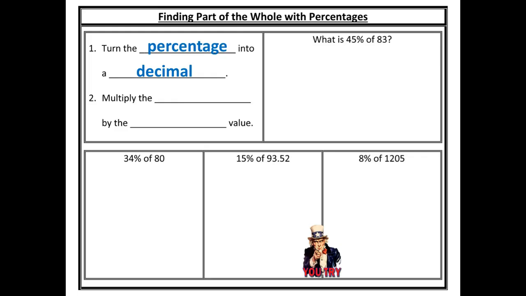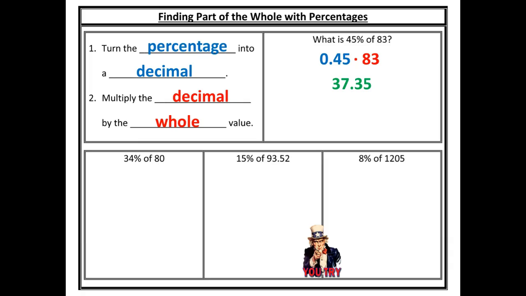To do that, I can either divide 45% by 100 or simply move the decimal over 2 places to the left. Next, I'm going to multiply the decimal form of my percentage by the whole value I was given. So I'm going to take 45 hundredths times 83. Quick calculator moment, and that's going to give me 37 and 35 hundredths.